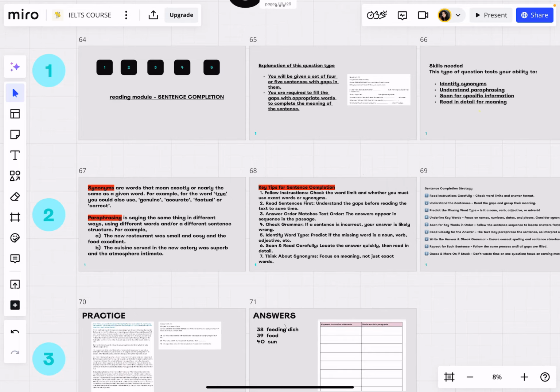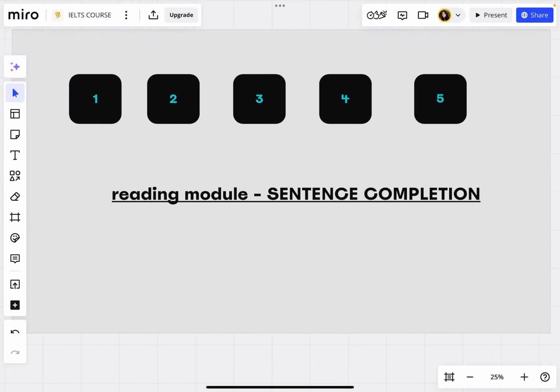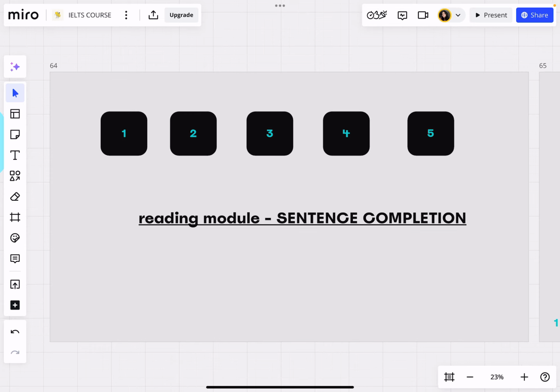Hello, welcome to the reading module about sentence completion. I hope that you already watched the listening module on sentence completion. It's very similar to each other, and it's the same strategy. One is for reading, the other is for listening.